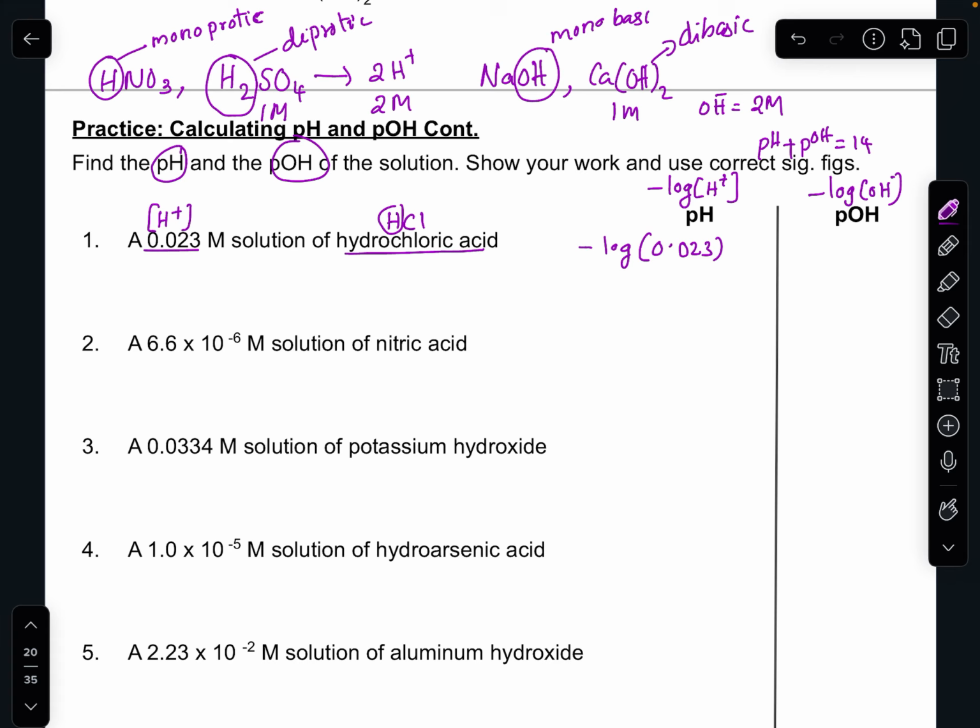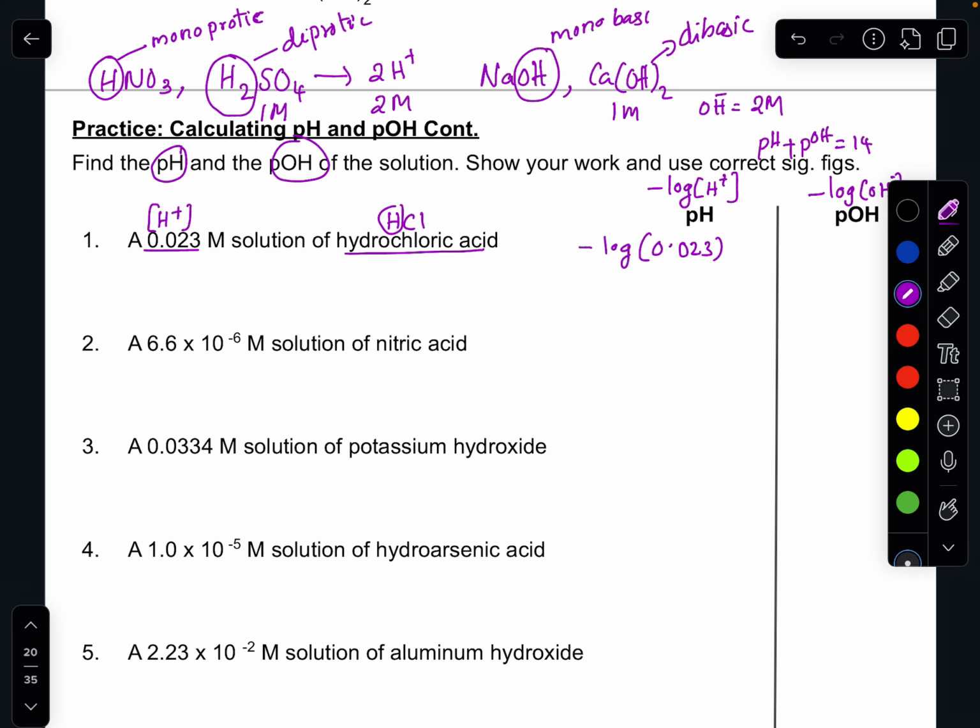Let me find the answer. Let me put that in the calculator and double check one more time. So it is negative from the bottom, and then you have to substitute the log, then type 0.023. Okay, that will be 1.638.